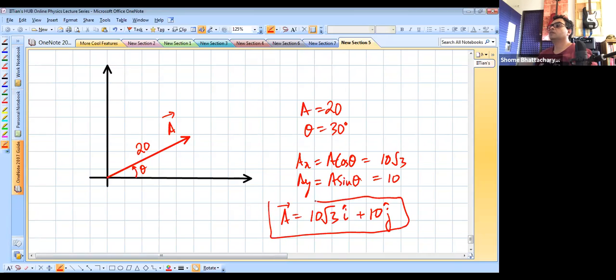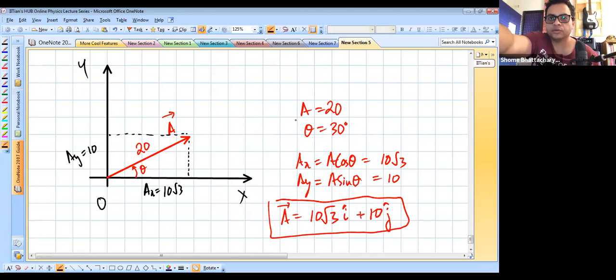Now in the diagram, you can also verify that what we got is correct, because the vector is the sum of these two components, Ax i cap plus Ay j cap. If you see its projection on the x-axis, it is falling on the positive side. So that's correct. Its projection on the y-axis is also on the positive side. So the projection is 10 root 3 on the x-axis, on the positive side, and the projection on the y-axis is 10, again on the positive side.